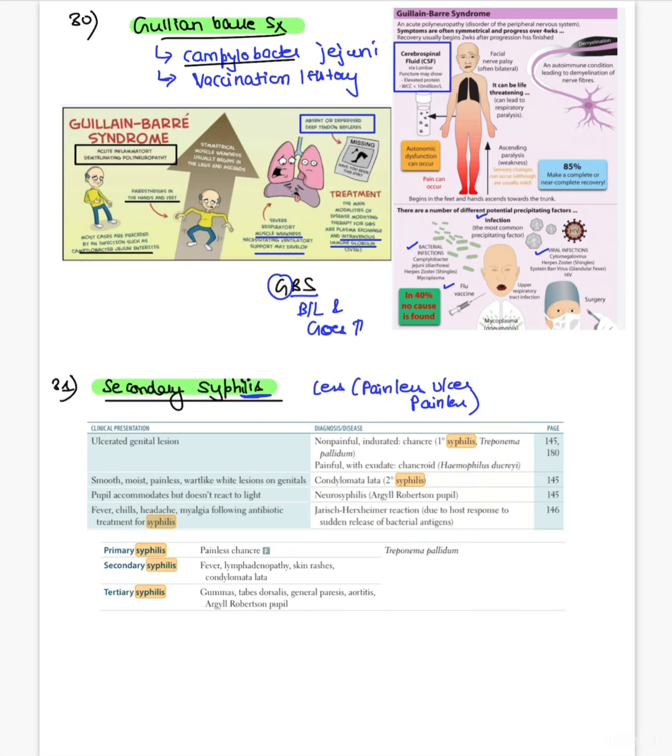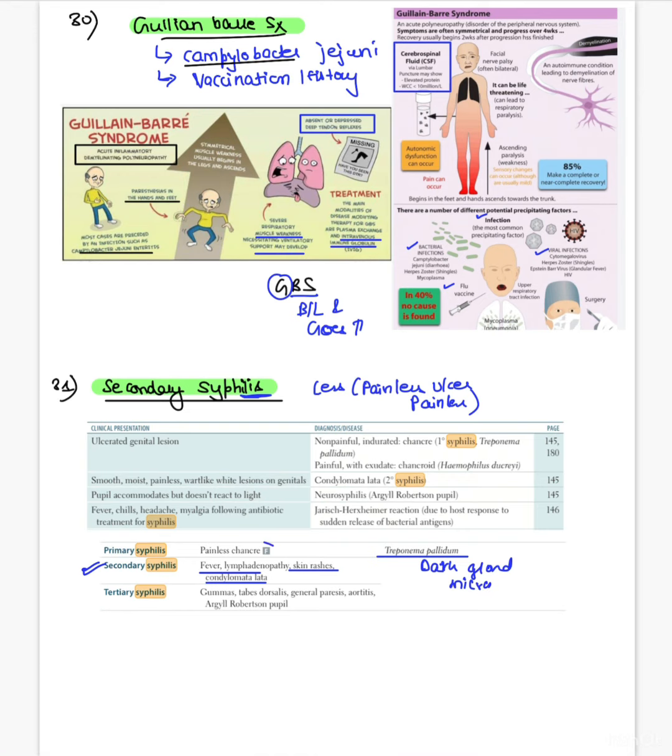They gave you condyloma lata, that is a lesion, and also they gave you skin rashes, fever, and lymphadenopathy. They are typically seen in the secondary stage of syphilis, guys. Also in one of the questions they mentioned dark ground microscopy for syphilis, that is again important and may be asked.